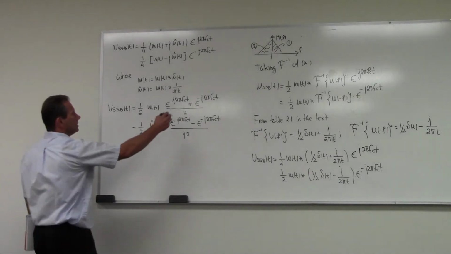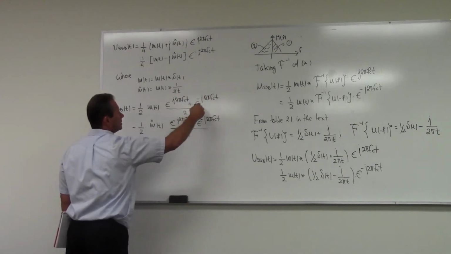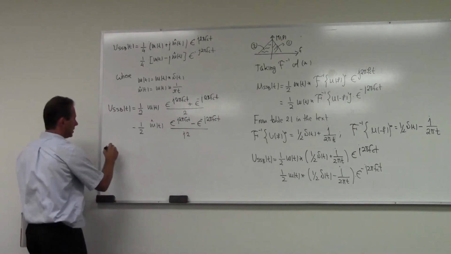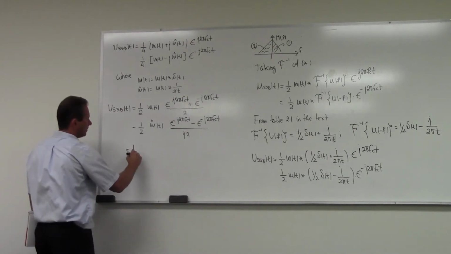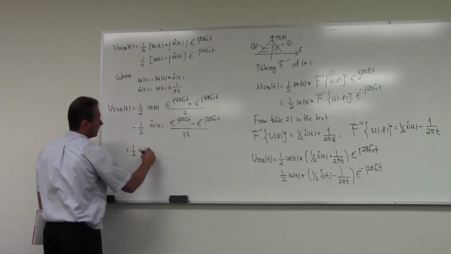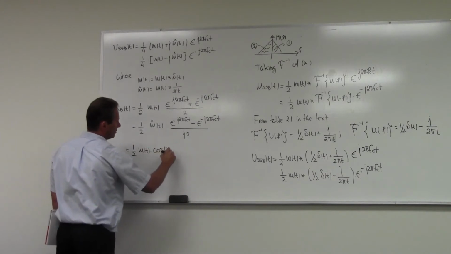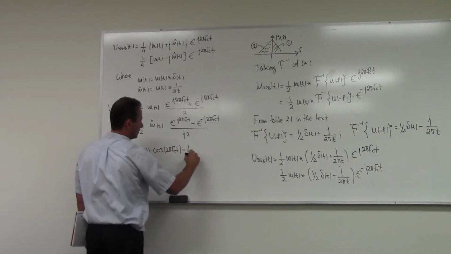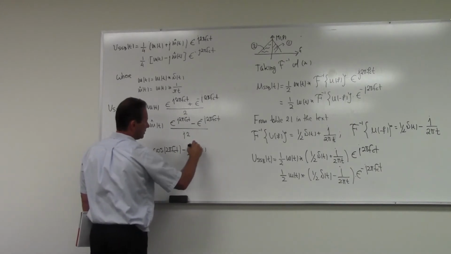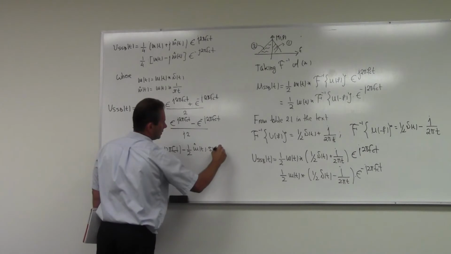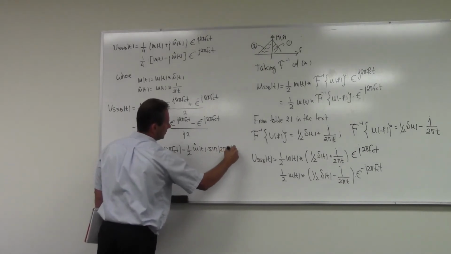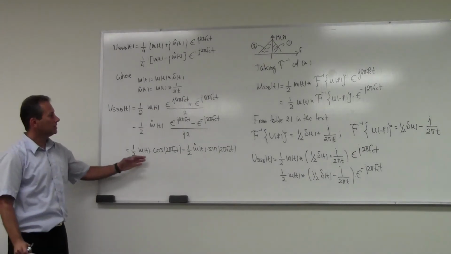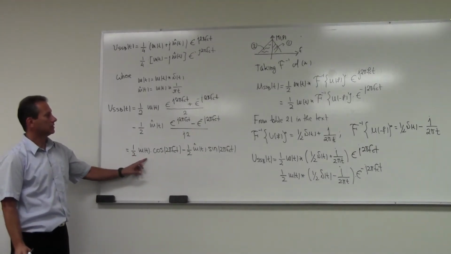So now you can see what this part here is. This is a cosine, and this part here is a sine. So I can write this as 1/2 m of t times cosine 2 pi fct, and then minus 1/2 m hat of t times sine 2 pi fct. So all of a sudden it becomes really clear what you need to do to get a single sideband modulation.